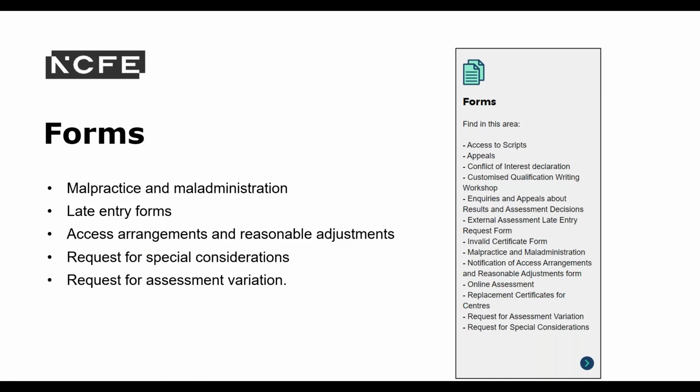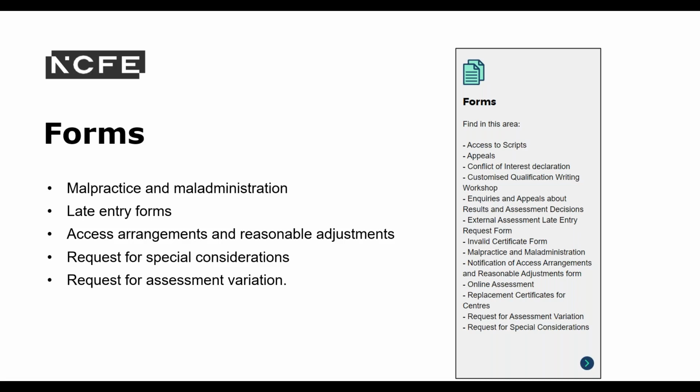It is useful to be aware of the forms section, and I'm just going to highlight some of the key forms that you might use. And as I mentioned earlier, if the external assessment regulations aren't followed, then we need to be informed, which can be done via the malpractice or maladministration forms. If you do miss the cut-off dates for registering your learners, then you will need to complete the late entry form. If any of your learners need extra time, a scribe, etc., then the access arrangements and reasonable adjustments form would usually need to be submitted.